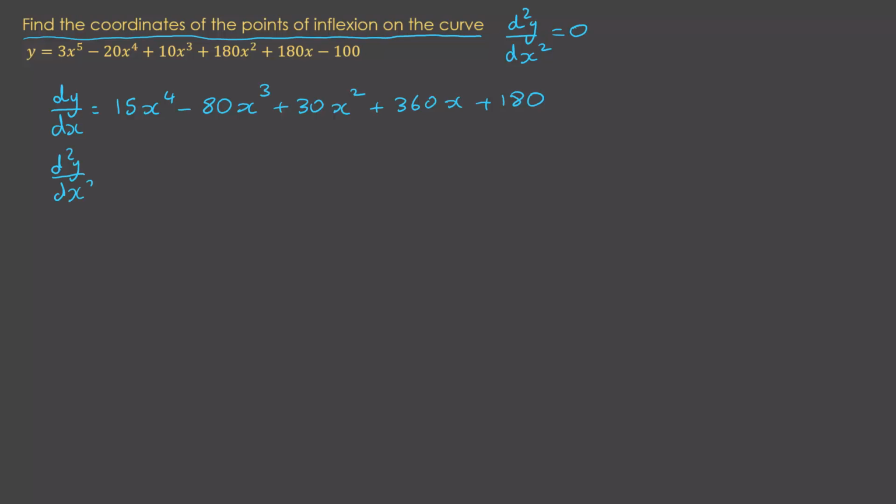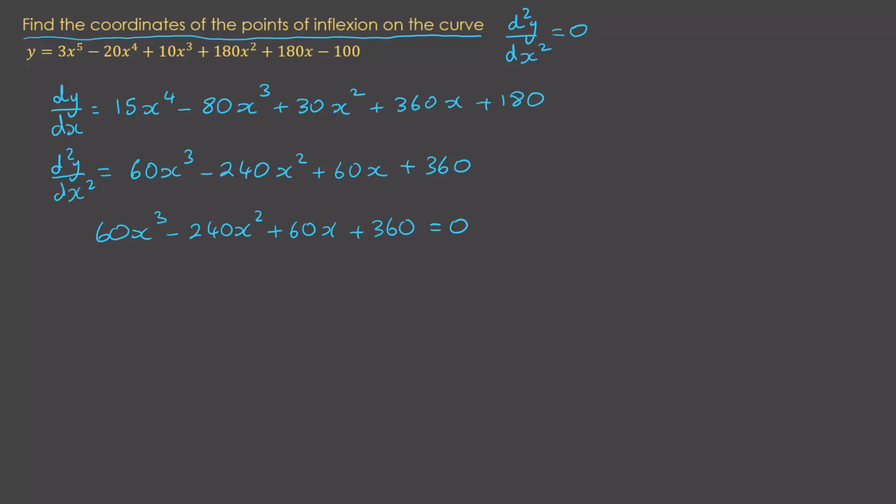d2y/dx squared is then going to be 60x cubed, take away 240x squared plus 60x plus 360. So we want 60x cubed minus 240x squared plus 60x plus 360 to be equal to 0.